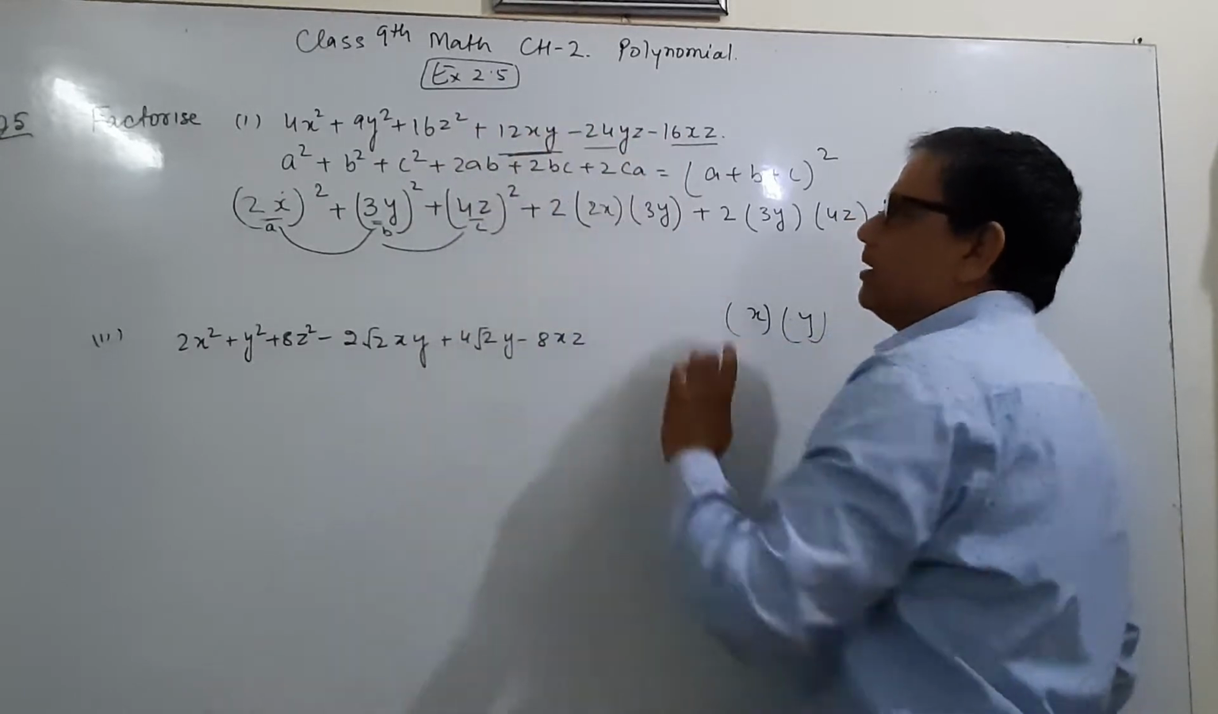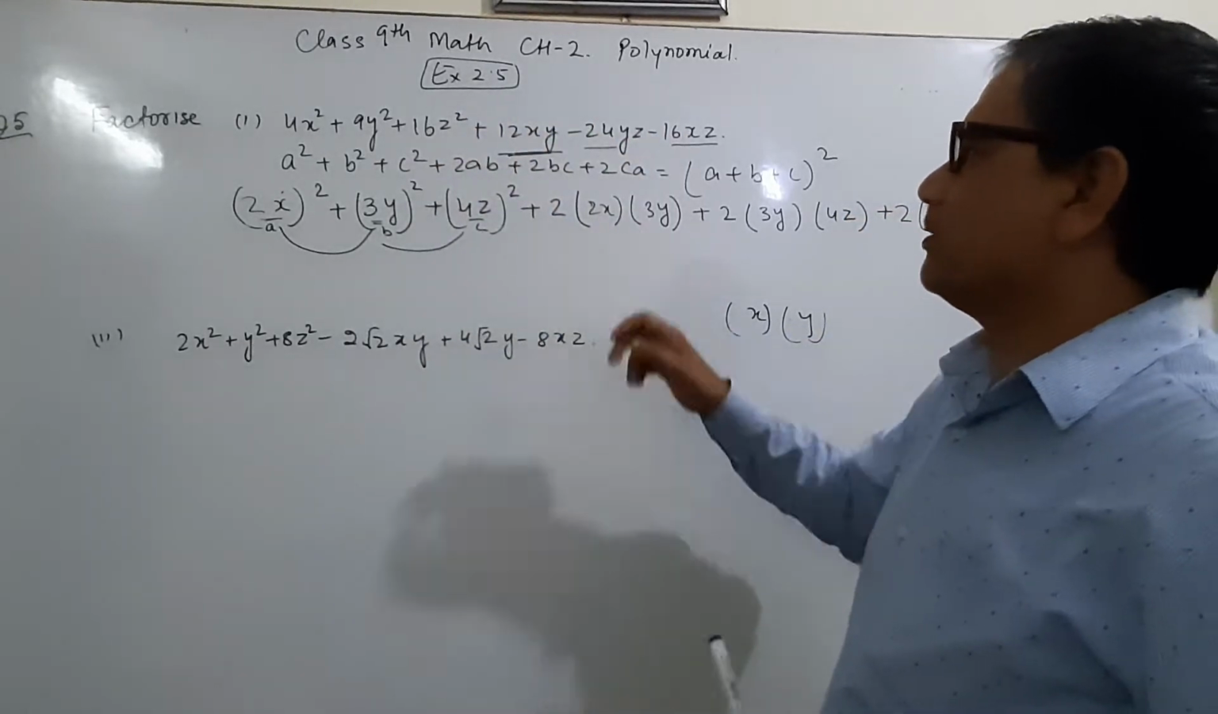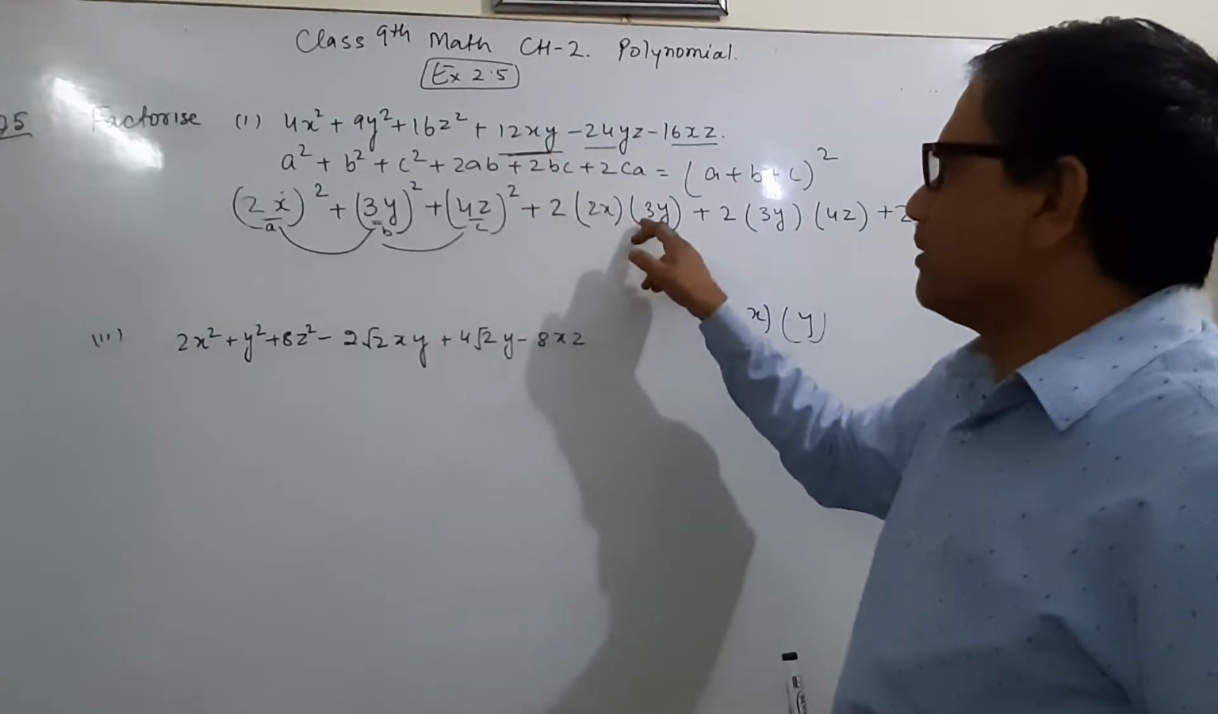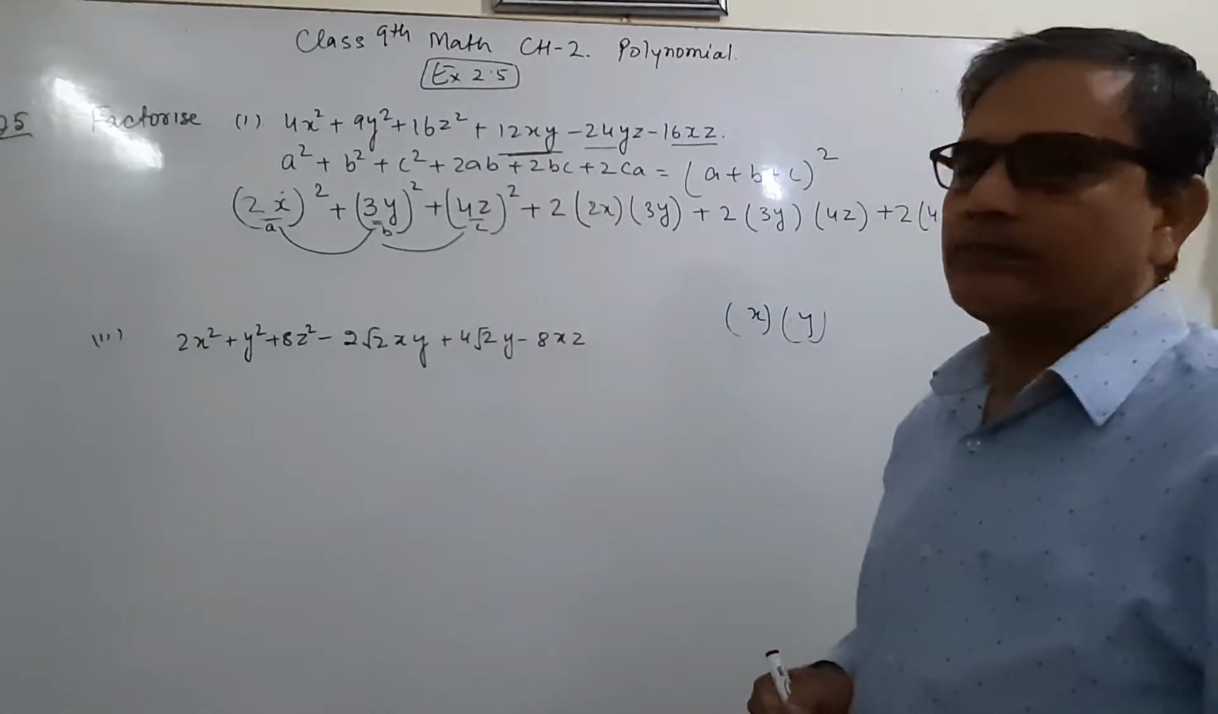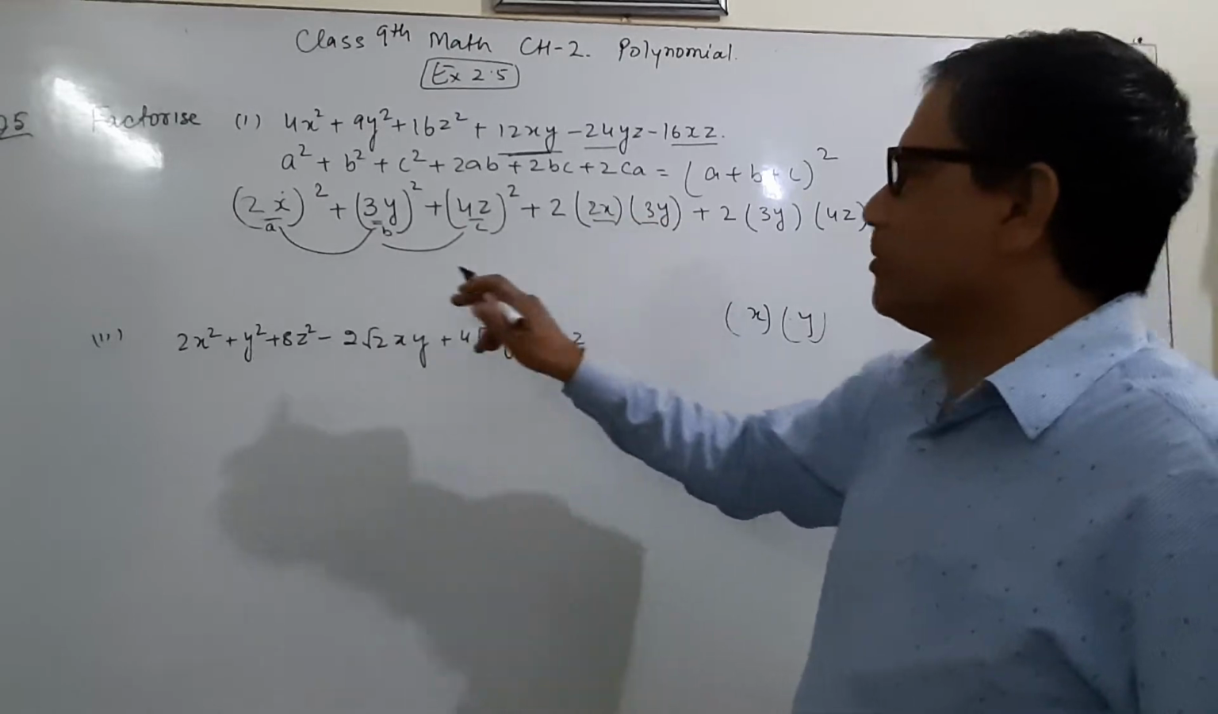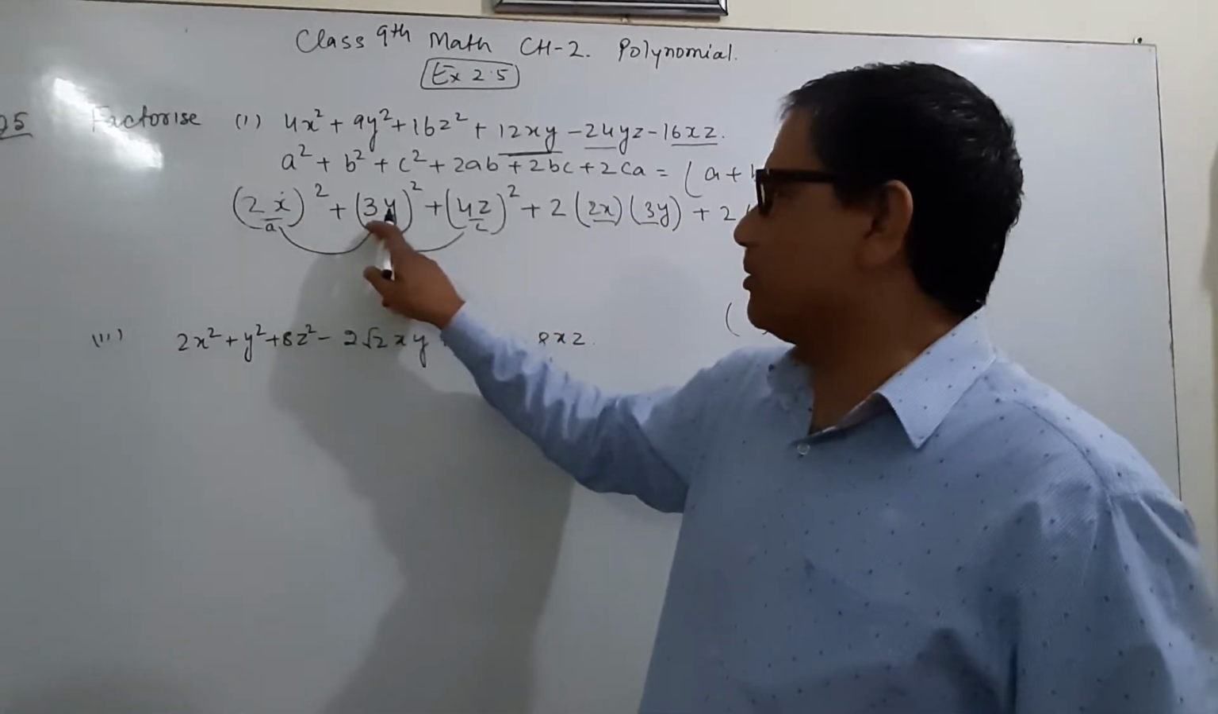Here are x and y. It means either both positive or both negative. I am taking both x and y positive. This will be positive, this will be positive. It means 2x is positive, 3y is positive. And now what is left?